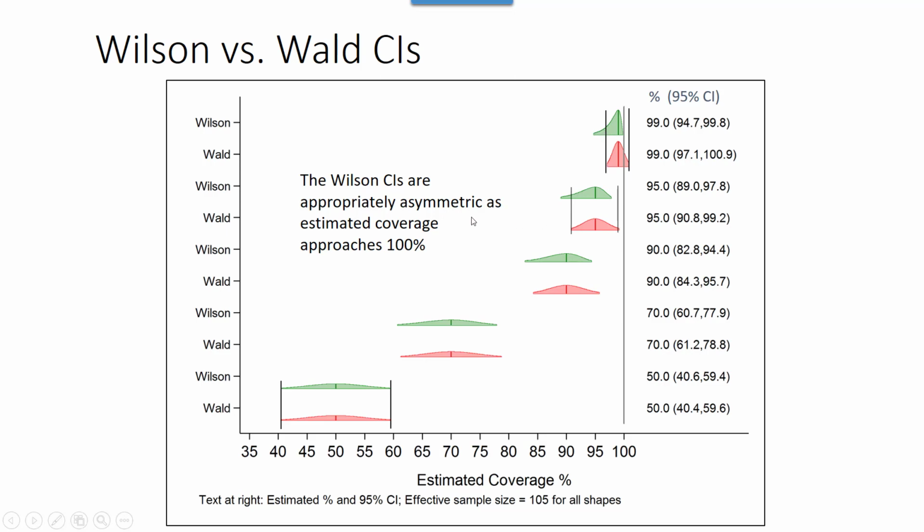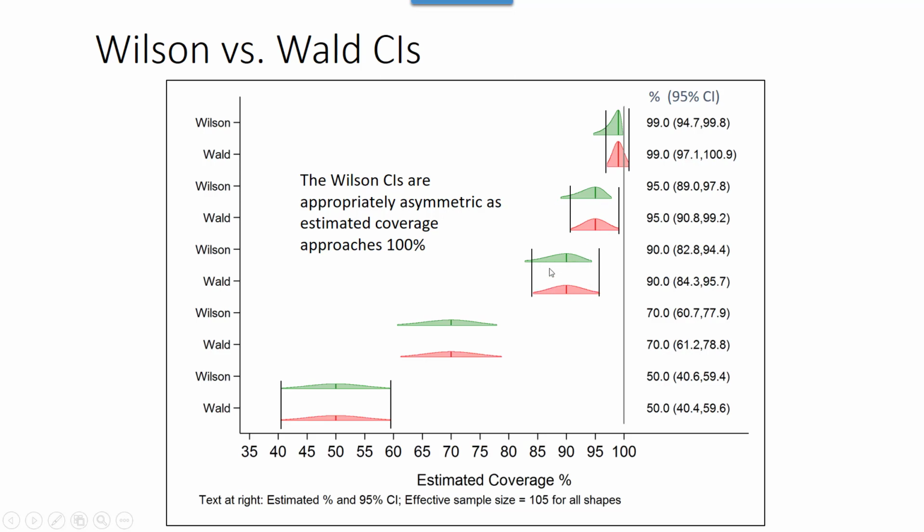Then as we move back down closer to 50%, the intervals begin to come together. They look more like each other, but the Wald is still asymmetrical. It has a longer tail pointing toward 50% than pointing toward 100%, even though it has the same point estimate as the Wald. Perhaps I said Wald up here. The green one is Wilson. Pardon me if I said it wrong.